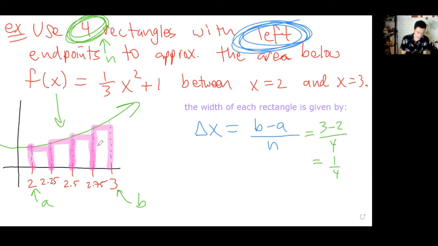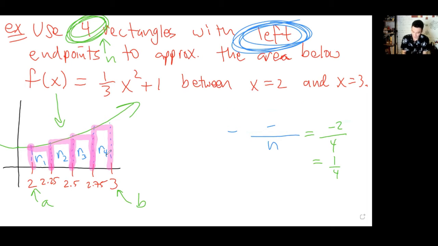And maybe we can do some labels here. Let's pretend that these are called R1, R2, R3, and R4 for rectangle 1, rectangle 2, rectangle 3, rectangle 4. So let me create some space here by erasing some stuff. Let me just erase the delta x part. Let me get rid of this part here. So why don't we find these 4 areas together, and then we'll make some comments. We'll go to Desmos, and then we can dismiss here.